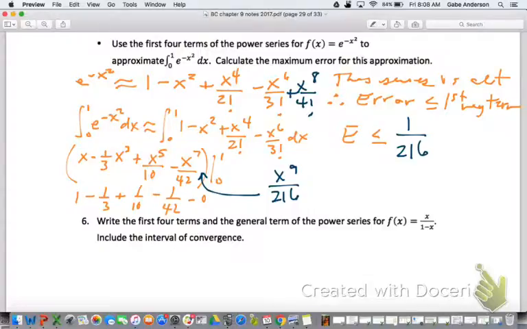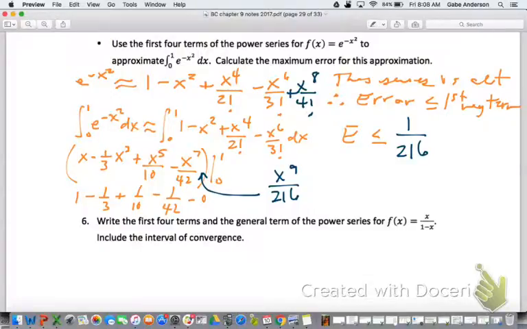So at this point, you'd have to decide, is 1 216th an acceptable max error? Maybe it is, maybe it isn't. You just have to figure that out depending on what you're doing or whatever standard has been set for you. If it was not good enough, then you just add more terms onto the end of the series, and your max error would decrease accordingly. All right, is that good?